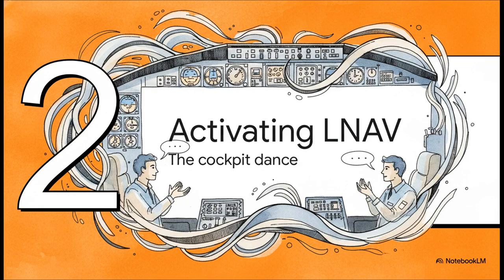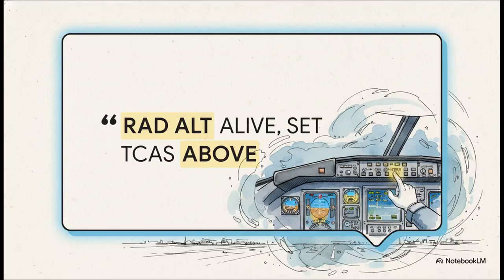Section 2. Activating the LNAV approach. With our CPR checks complete and our abort conditions clearly understood, let's transition to the next altitude phase. This is where the cockpit communication really begins to pick up the pace. And this brilliantly illustrates the critical 2,500-foot trigger. At exactly 2,500 feet, the radio altimeter essentially wakes up the final approach rhythm.